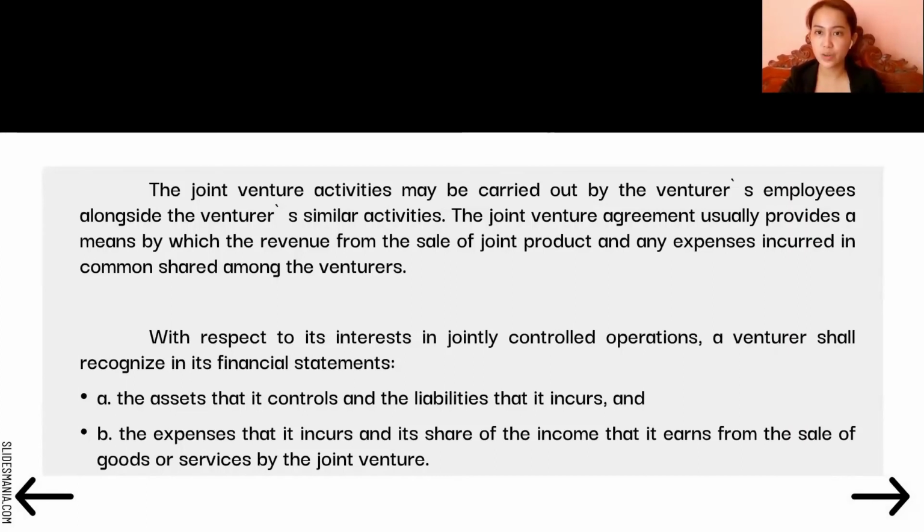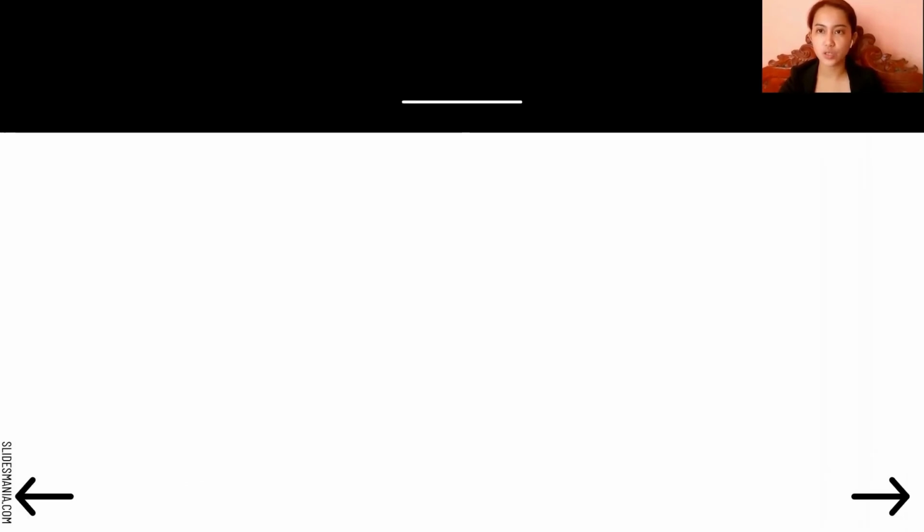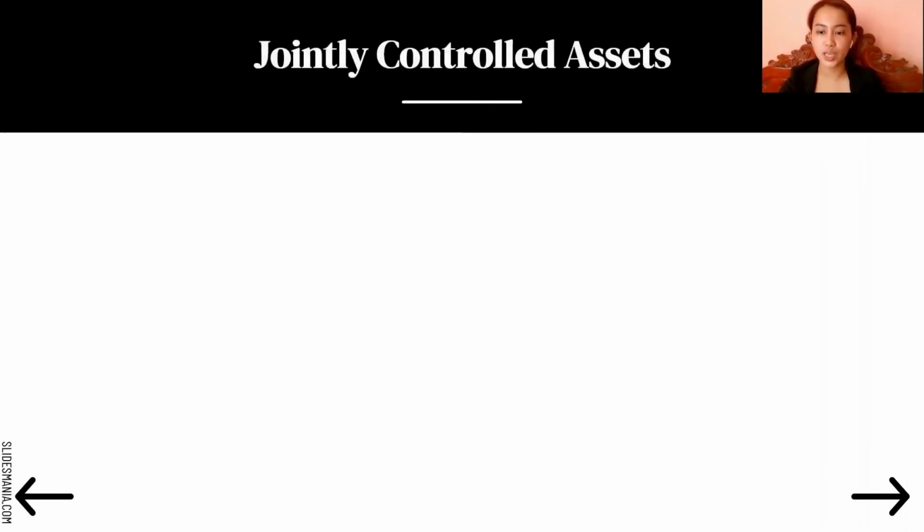The joint venture agreement usually provides a means by which the revenue from the sale of the joint product and any expenses incurred in common are shared among the venturers. With respect to its interest in jointly controlled operations, a venturer shall recognize in its financial statements the assets that it controls and the liabilities that it incurs, and the expenses that it incurs, and its share of the income that it earns from the sale of goods or services by the joint venture. Jointly controlled assets.